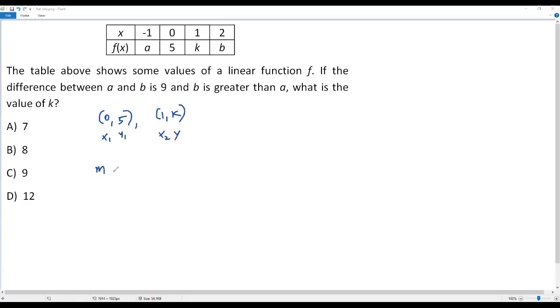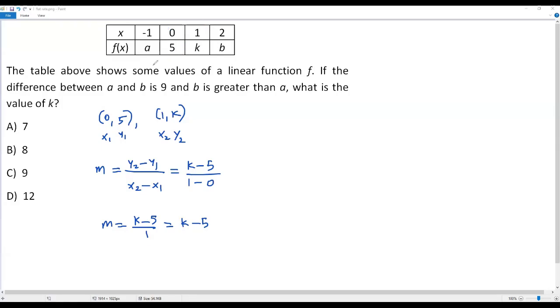There is a formula to find the slope m of a linear function when 2 points are given. That is y2 minus y1 over x2 minus x1. So here k is y2, then k minus y1, which is 5, and x2 is 1 and x1 is 0. Then I'm getting m equals k minus 5 over 1, which is equal to k minus 5. Now I have the slope of the linear function using the second point and the third point.